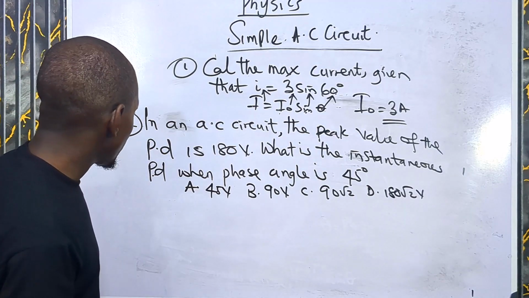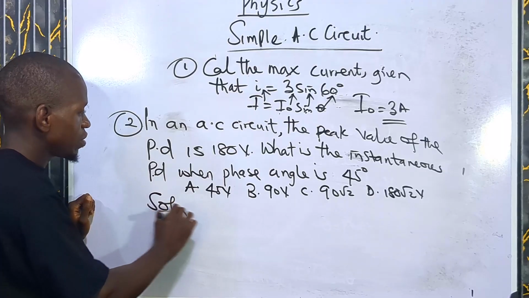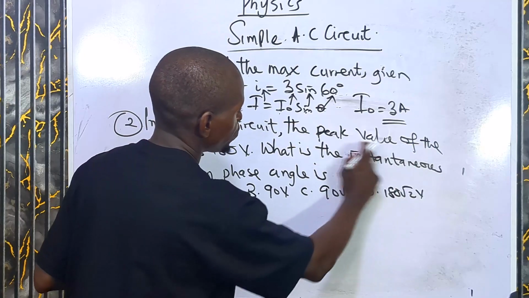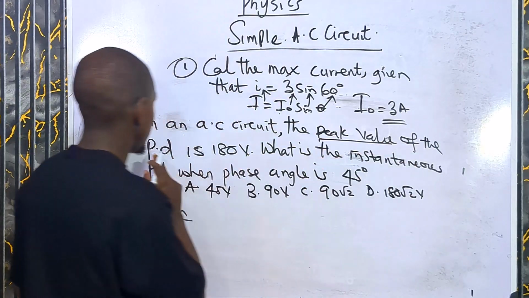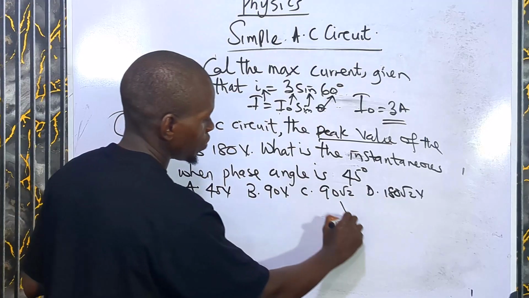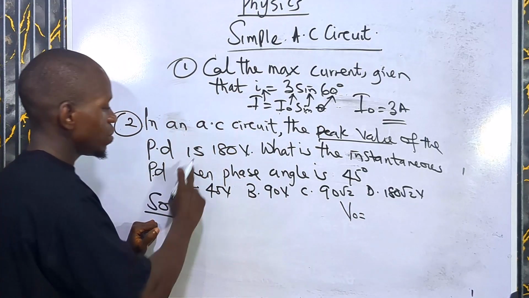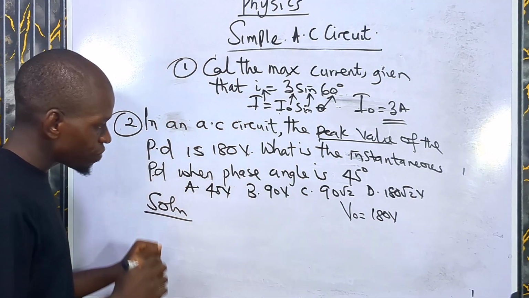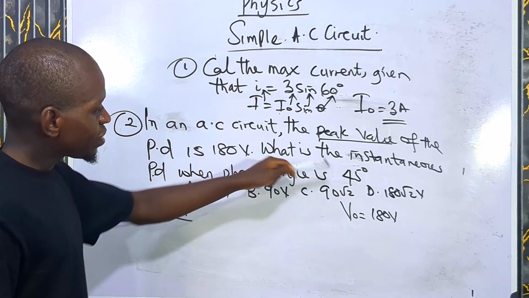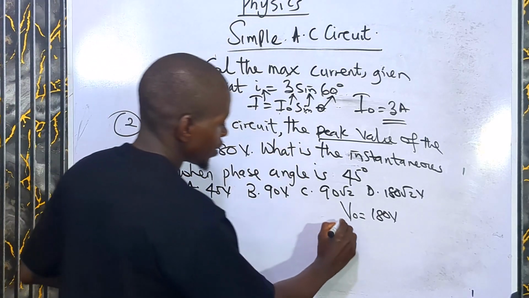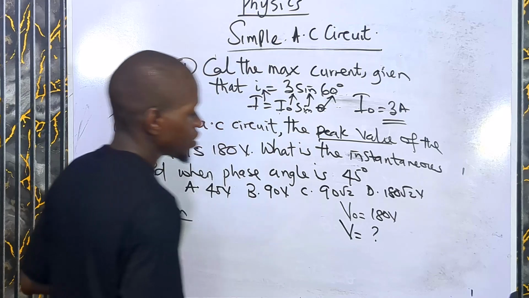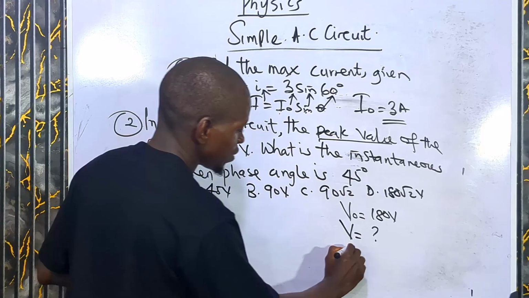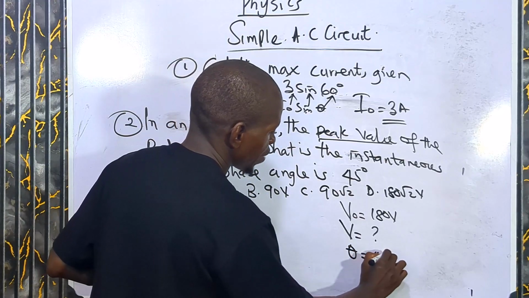Now coming over to the second question. The second question says: in an AC circuit, the peak value of the PD, which is V0, equals 180 volts. That's a point I need to take note of. Then it asks, what is the instantaneous PD, which is V? I am looking for the instantaneous PD when the phase angle, which is represented by theta, is 45 degrees.